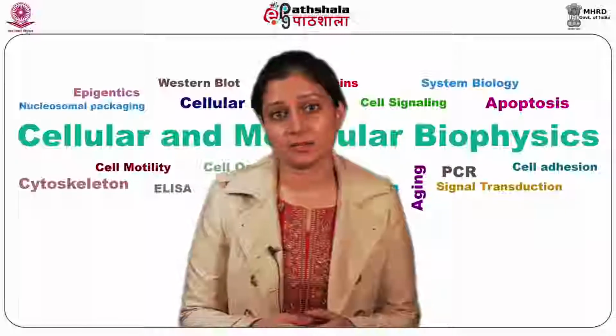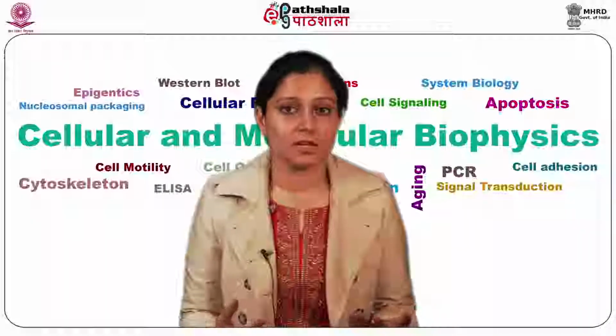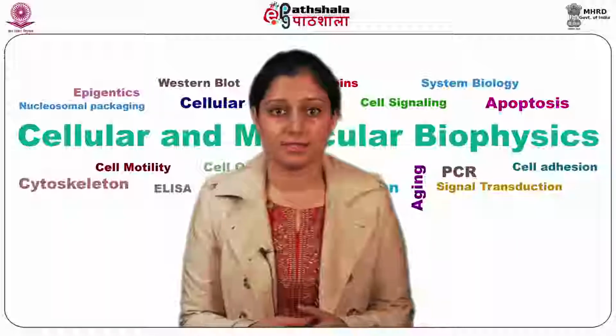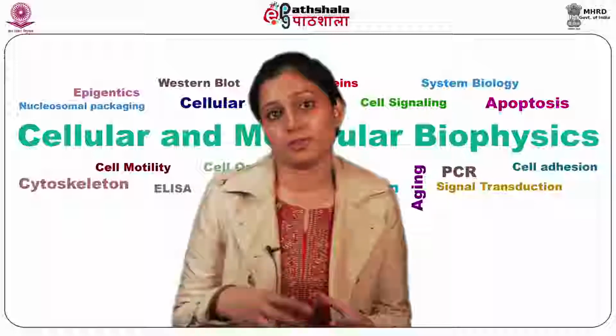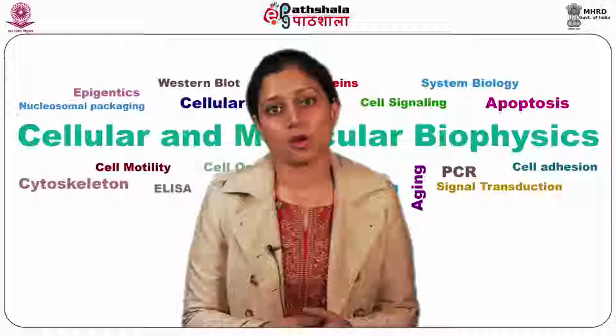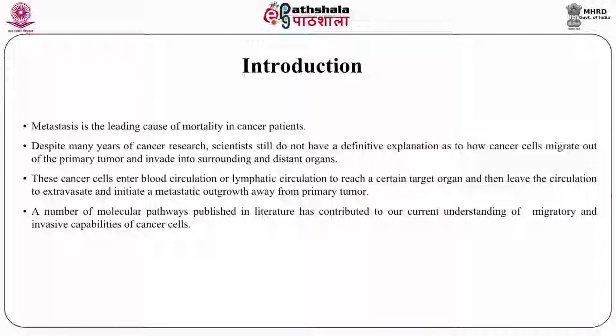Despite many years of cancer research, scientists still do not have a definitive explanation as to how cancer cells migrate out of the primary tumor and invade into surrounding and distant organs. These cancer cells enter blood circulation or lymphatic circulation to reach a certain target organ and then leave the circulation to extravasate and initiate a metastatic outgrowth away from the primary tumor.